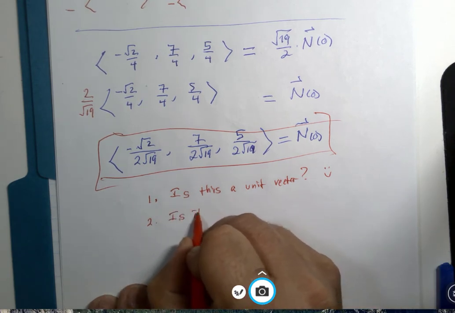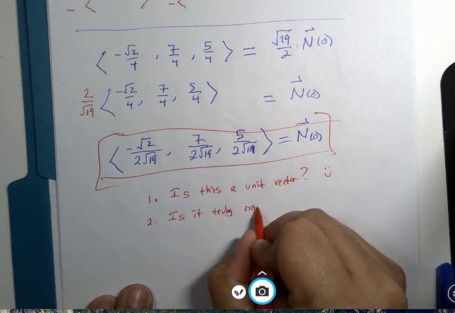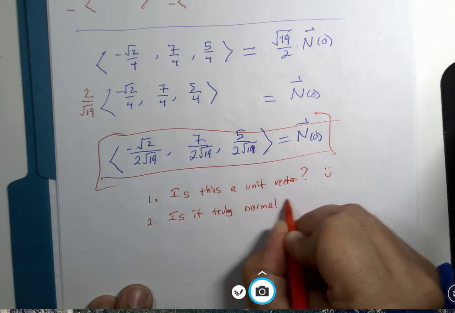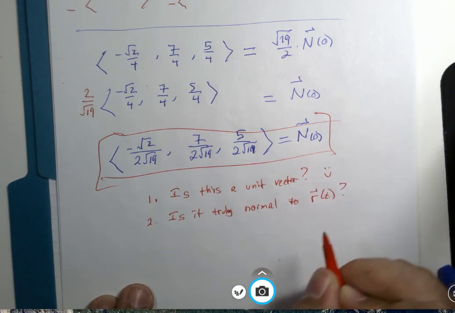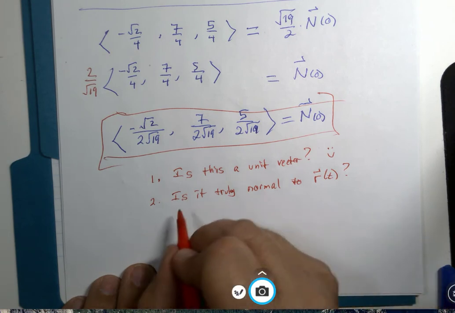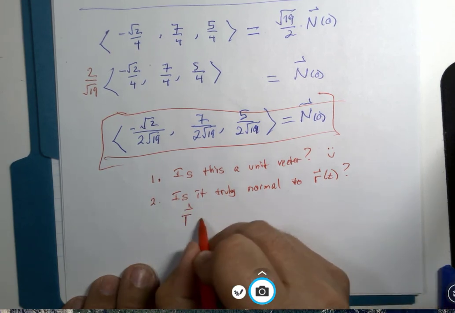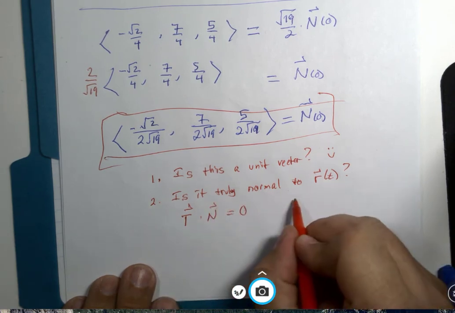is it truly normal to the curve? Is it really perpendicular to the tangent vector? Translation: does this dot product equal 0?